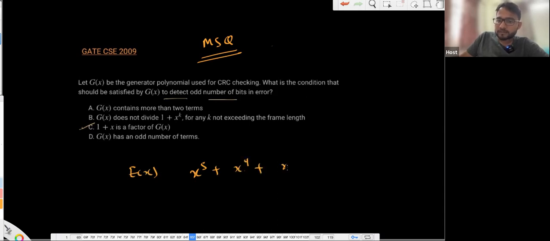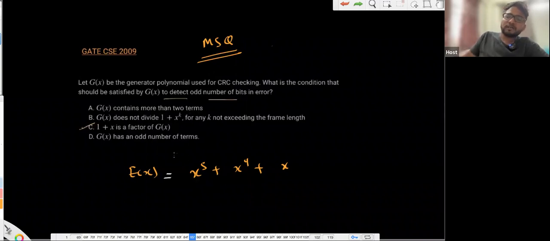Okay, let's suppose these are the odd number of terms where I'm having error. So having G(X) the same as this will divide this E(X), right? If G(X) has just an odd number of terms, maybe if G(X) is X, it will divide this, right? So just one term, or maybe just three terms, which is X plus X^4 plus X^5, it will divide this. So no, this is not the correct answer. G(X) does not divide 1 plus X^K.